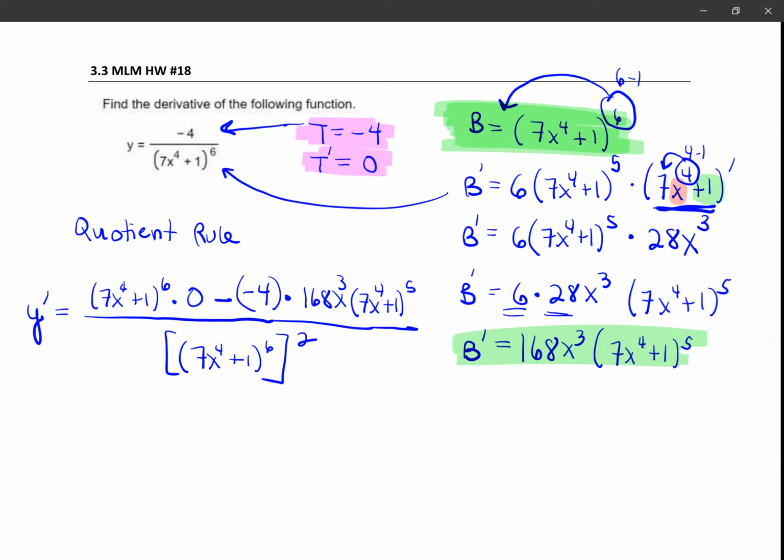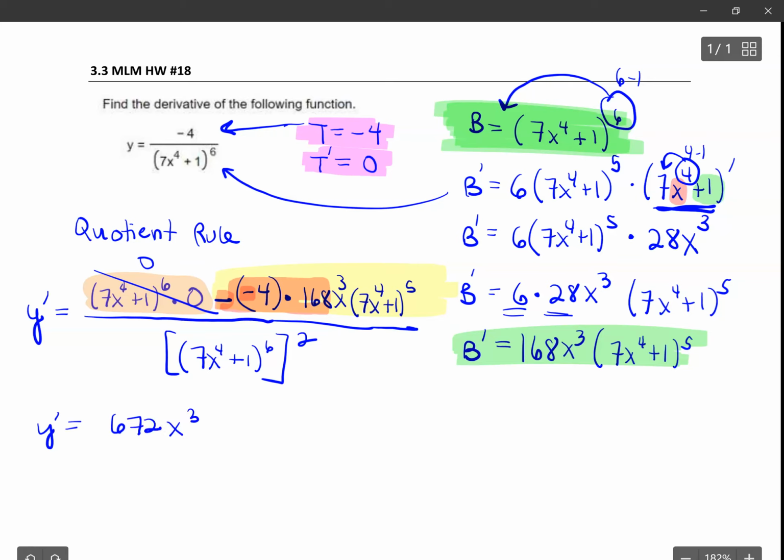Now when I go to clean this up, it's not as horrible as it seems, because I'm multiplying by 0 in this first group, and anytime you multiply something by 0, the result is just 0. That simplifies the numerator a little bit. So now I'm going to focus on simplifying the rest of the numerator. First of all, I have a double negative, so I'm going to end up with a +4. Then I'll multiply that 4 times this 168. MyLab gave us some yucky numbers, but that's okay, calculators are for us. So 672x cubed, and I'm rewriting that binomial to the 5th power.